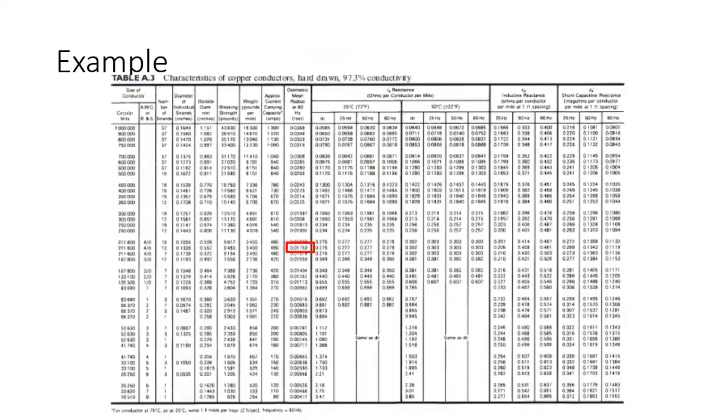4 and 0.12 strands. So this is the one. 4 and 12. So look at the 12 here. This is the 12. As you can see, the 12. So that's where you will look. And this is what engineers are doing actually.